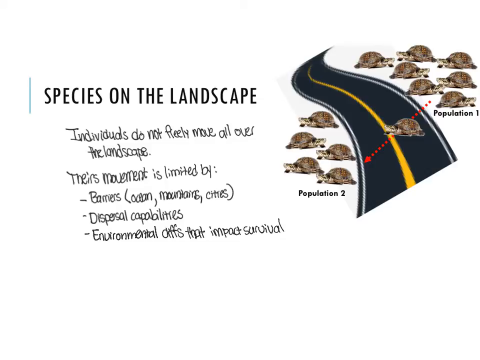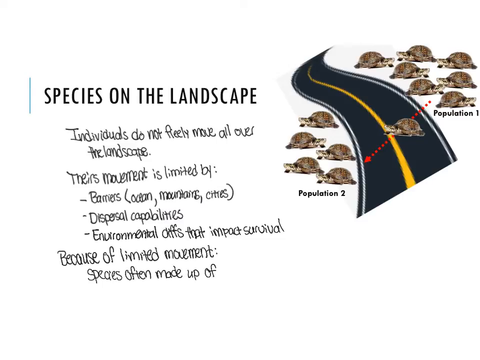So because of these things, because of limited movement, species are often made up of multiple discrete populations.